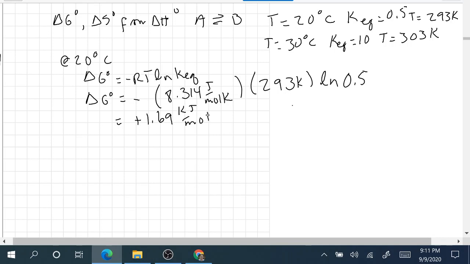That's 1.69 times 10 to the third joules per mole. Then if we convert to kilojoules, we get 1.69 kilojoules per mole. And so this is an unfavorable reaction at this temperature because delta G naught is positive.